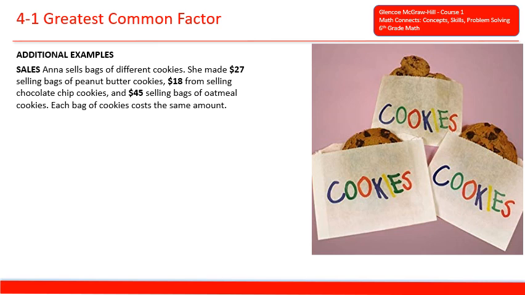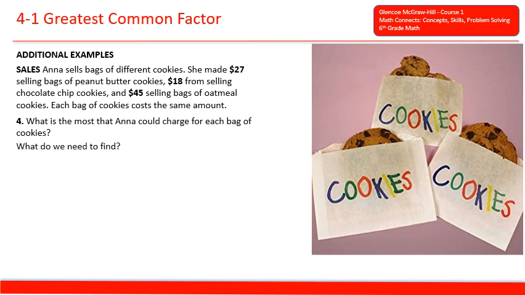Anna sells bags of different cookies. She made $27 selling bags of peanut butter cookies, $18 from selling chocolate chip cookies, and $45 selling bags of oatmeal cookies. Each bag of cookies costs the same amount. What is the most that Anna can charge for each bag of cookies? And hopefully you know we need to use the greatest common factor.